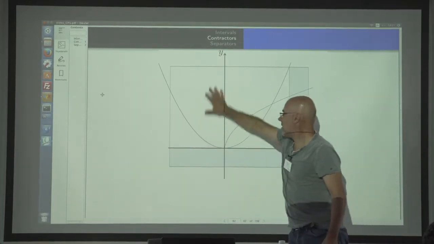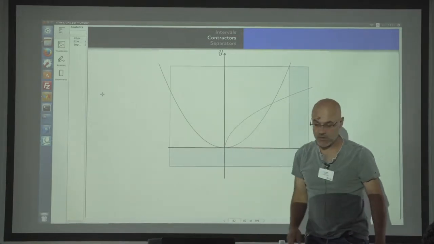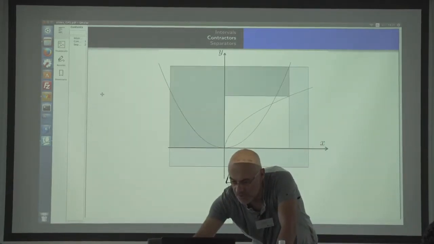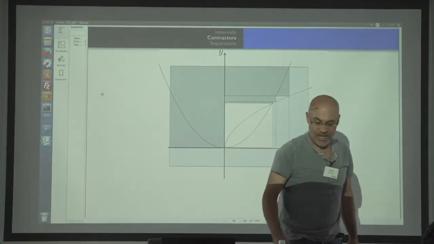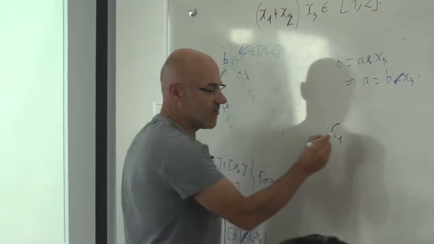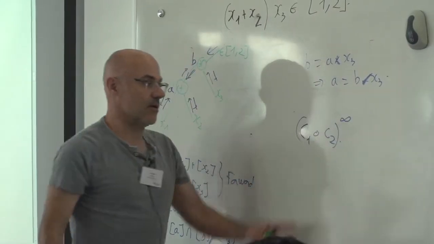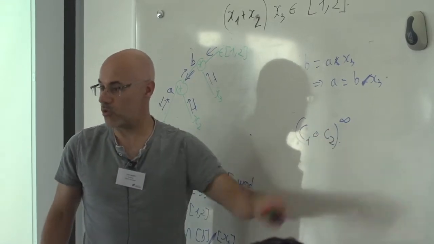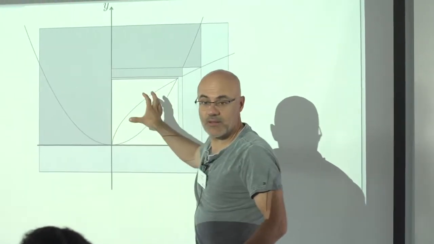I will remove this part, and this part also. Okay, let's do this. So if I apply the second equation, I will remove this, and this, and this, and this. Oh, in fact, what I have done here, I had a contractor C1, I have a contractor C2, and I applied them up to equilibrium, and I am sure that all solutions are inside this one.